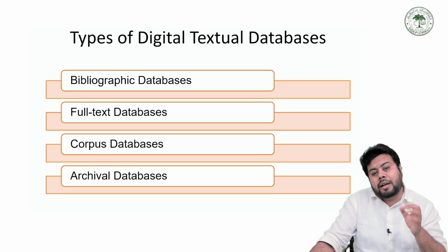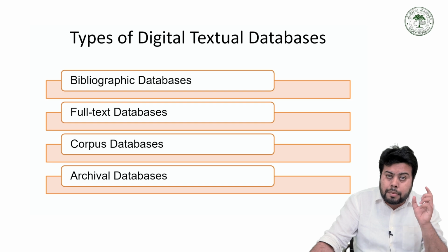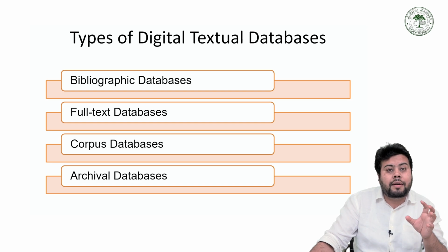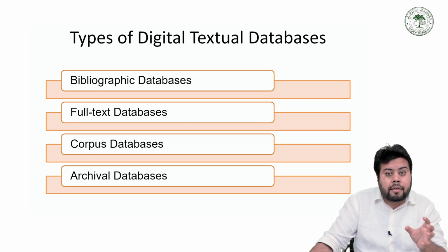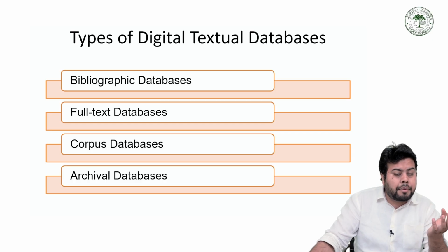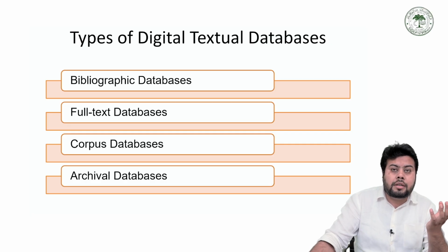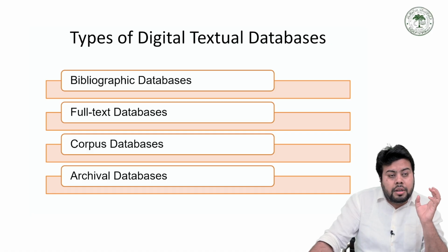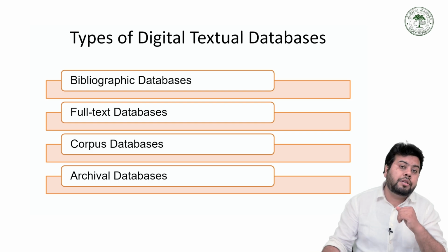Then we have the archival database. As the name gives you a hint, an archival database talks about the archives. These databases preserve historical records and manuscripts that are rare, records that are very valuable. For example, in the last lecture we discussed Europeana and the Digital Public Library of America. So these databases are very valuable for historical and cultural research.